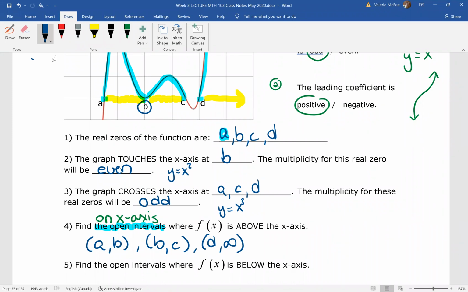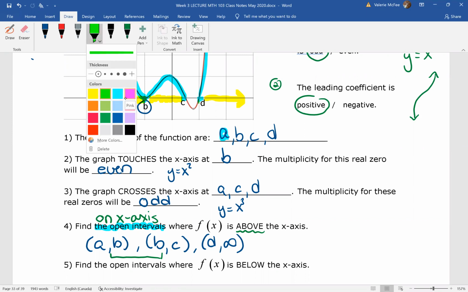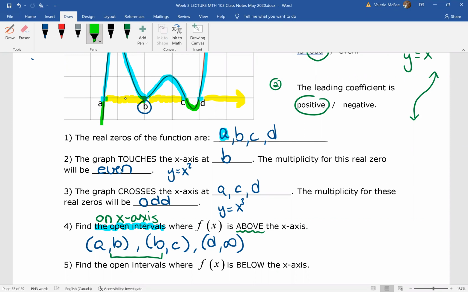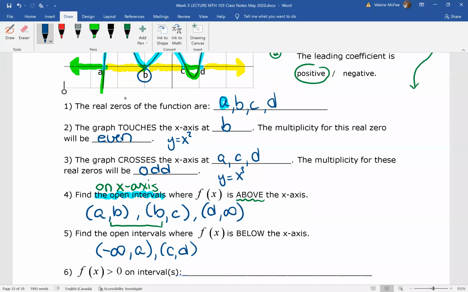Now notice when I wrote the interval notation for that, I've listed B separately because I'm asking where the function is above the x-axis. And at B, the function is equal to the x-axis, not above the x-axis. Can you find the intervals for where the function is below the x-axis? We see the function is below the x-axis from negative infinity up to A and from C to D.